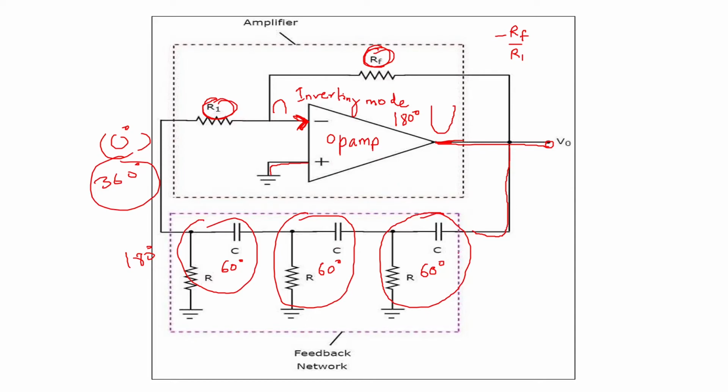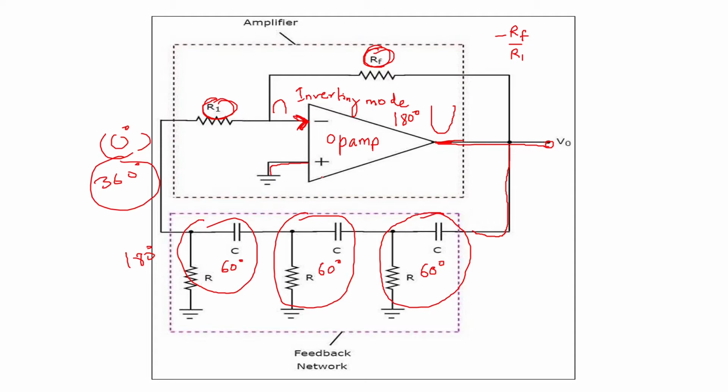Say, for example, if the feedback network has a gain of 10, then this amplifier should have a gain of 1 by 10. If the feedback network has a gain of 1 by 10, then the amplifier should have a gain of 10. So the overall gain is multiplied, that is the amplifier gain and the feedback network gain. If you take the product, that product should be unity, that is one or more than one. So here, this is the circuit.